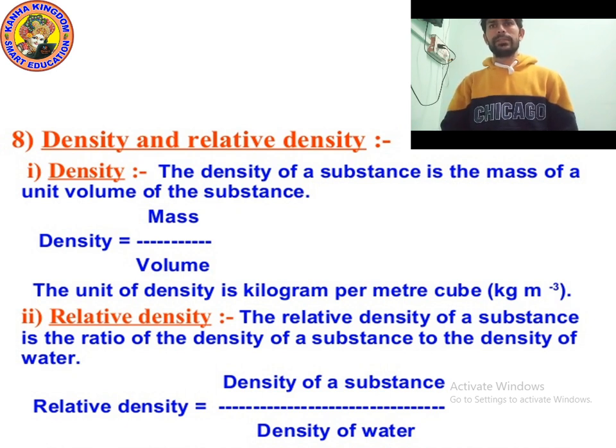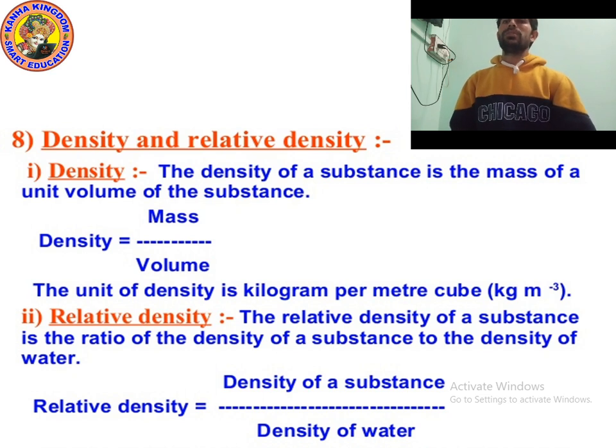What is relative density? The relative density of a substance is the ratio of the density of a substance to the density of water. So the formula of relative density is density of substance divided by density of water. Yes. So we know that density of water is 1000, and if we know the density of that substance, we can find out relative density.